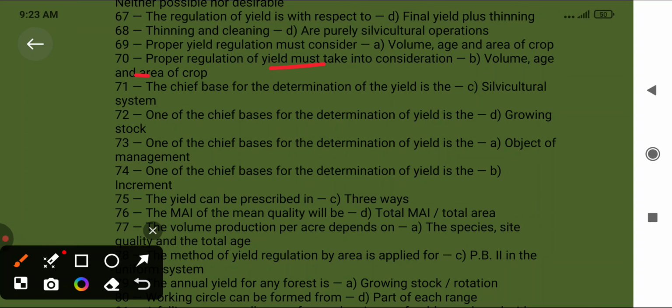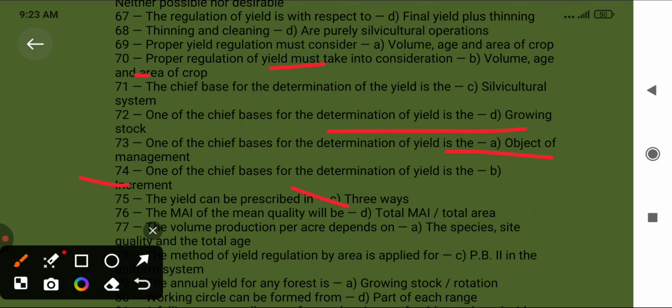The chief bases for the determination of the yield are the silviculture system, the growing stock, the objective of management, and the increment. The yield can be prescribed in three ways.